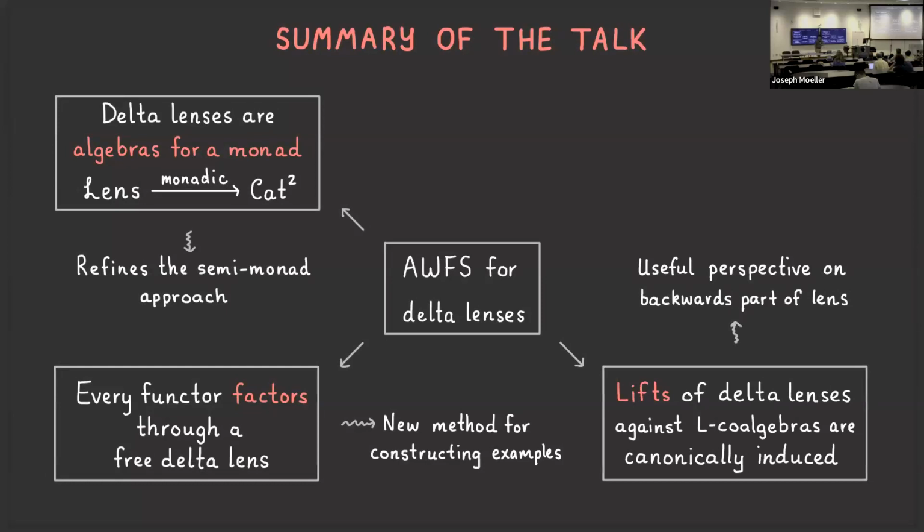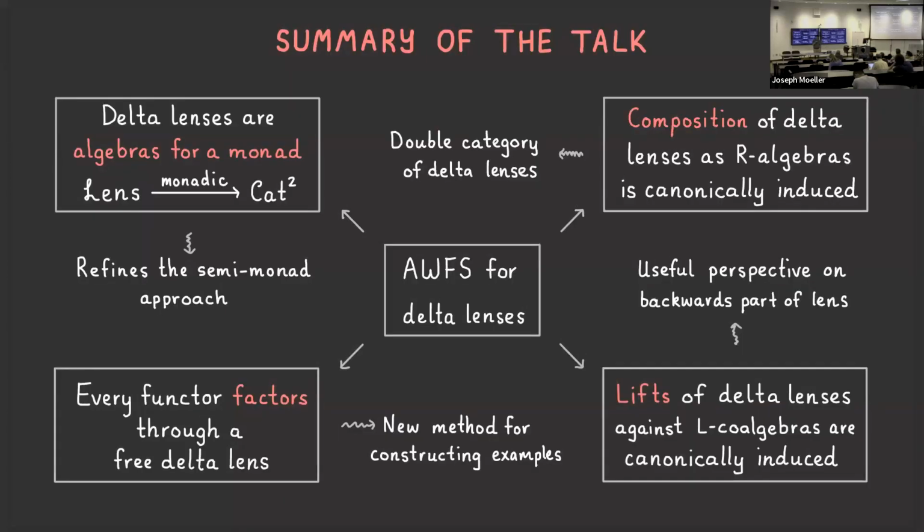We showed that the lifting operation, or the lifts of the delta lenses against L-coalgebras, are canonically induced from this framework. I think this gives a useful perspective on the backwards part of a lens, and we could ask whether, for other kinds of lenses, the backwards operation arises from some similar kind of framework.